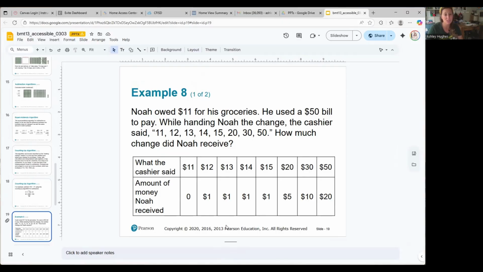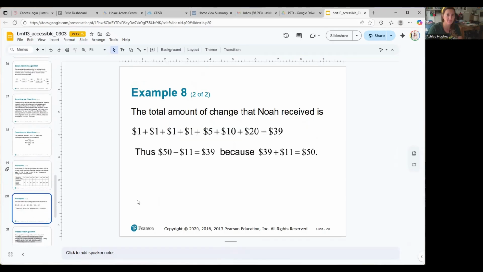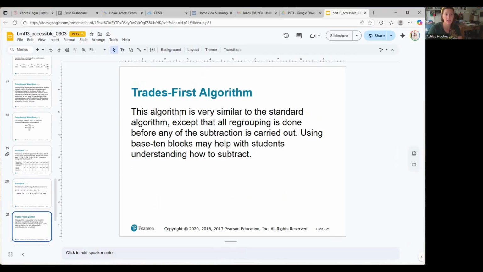Then 12 is $1, 13 is $1, 14 is $1, 15 is $1, and then 20 is a $5 difference. And then a $10 and then a $20. So this is showing the bills he got. He got a $20 bill, he got a $10 bill, he got a $5 bill, and he got 4 ones. The total amount of change then is $39. This algorithm is very similar to the standard algorithm, except all the regrouping is done before any of the subtraction is carried out.